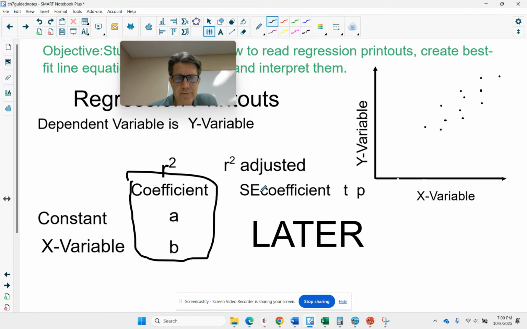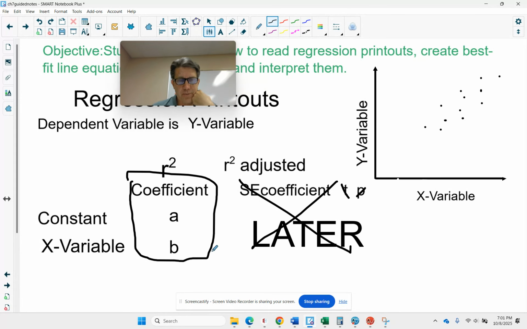All the rest of this stuff, there's a lot of stuff on here that we will do later. There's a t-score, a p-value. Sometimes that stuff is there, sometimes it's not. Right now in this chapter, there are two things you need to know. You need to know what the coefficients are, that's A or B, and then you need to know what the variables are. The variables you have to read.